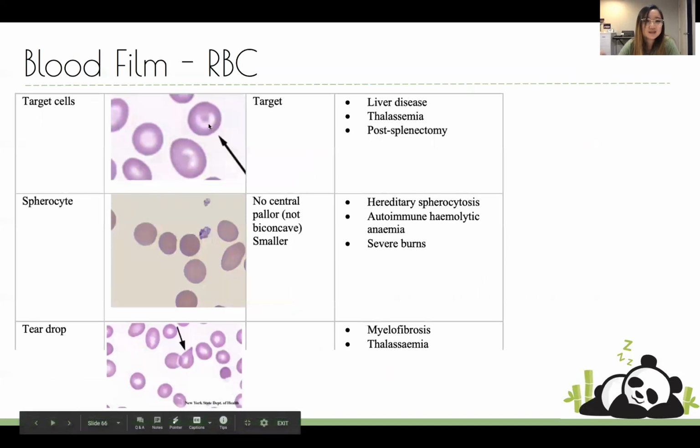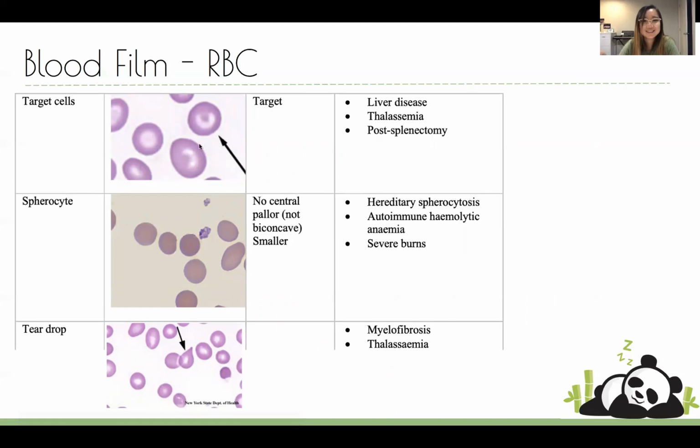These are target cells. They look like a target, and you find that classically in liver disease and thalassemia. Spherocytes are these guys. Again, they don't have the central pallor, and they look a little bit like reticulocytes, except they'll all be like this. You see that in hereditary spherocytosis. It's a cause of hemolytic anemia.